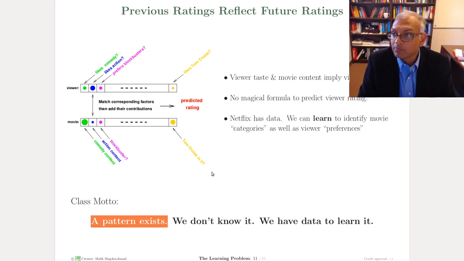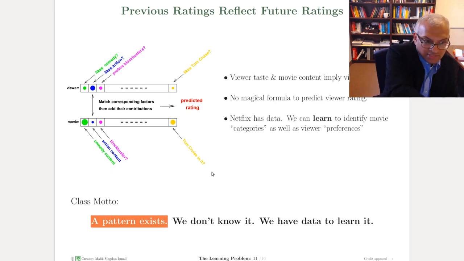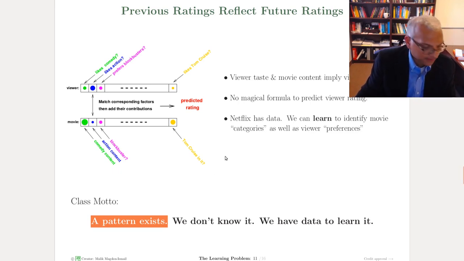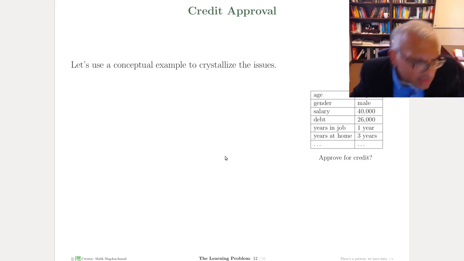Let's simplify more and get to an even more concrete problem. And this problem will be concrete enough that we can use it as a template to pin down and extract the main players in this sort of machine learning game, which corresponds to this high-level class motto of a pattern exists, we don't know it, we have data to learn it. And that is credit approval. It's a very concrete example, but it'll help us to crystallize the issue.